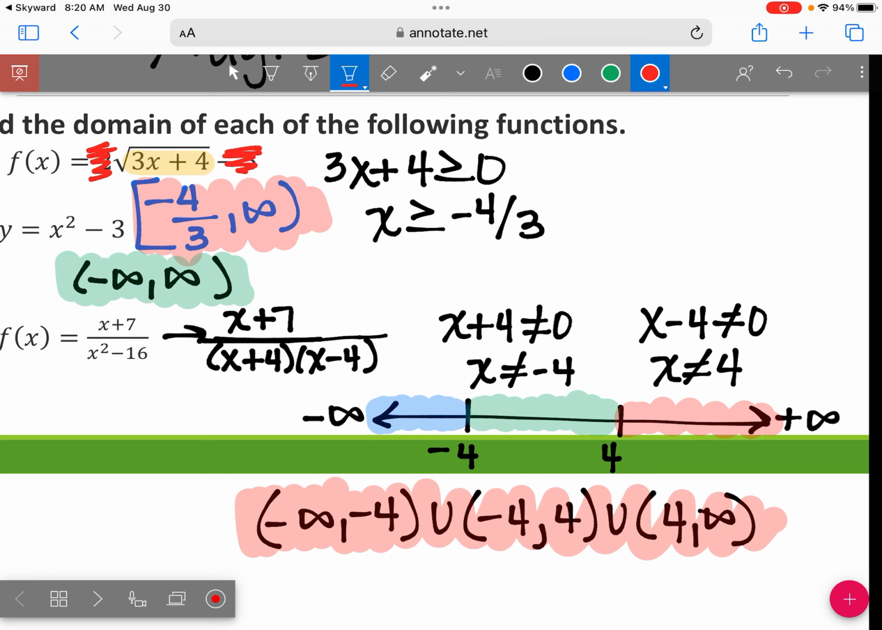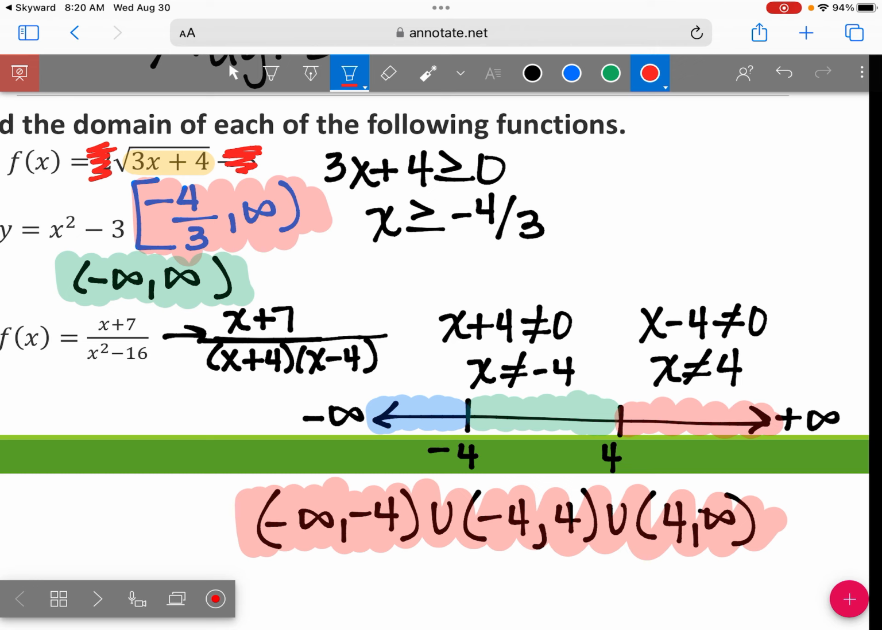Why is not x equal to 4? I'm sorry, I didn't hear you. So in your calculator, I want you to type in 5 divided by 0. And what does it say? Error. You cannot divide by 0. Now, if you type in your calculator the square root of 0, you can take the square root of 0, but you cannot divide by 0.